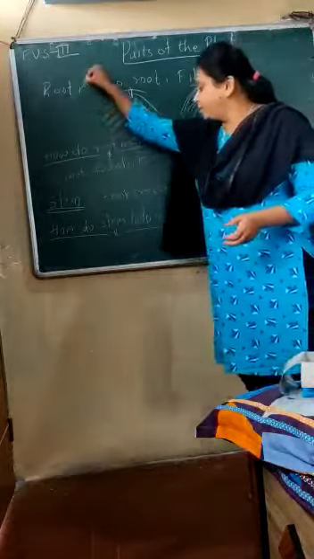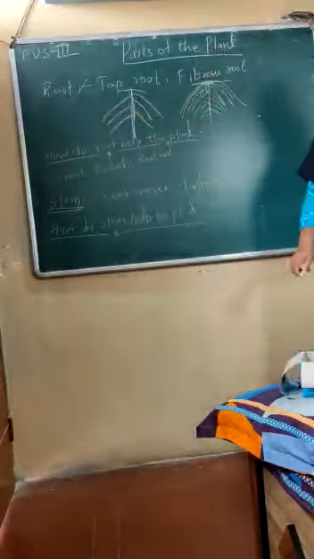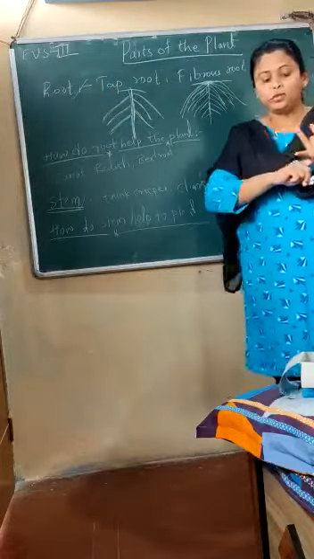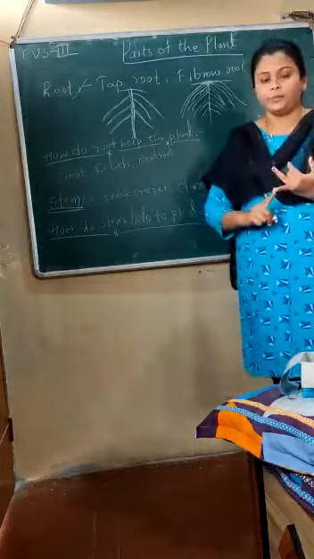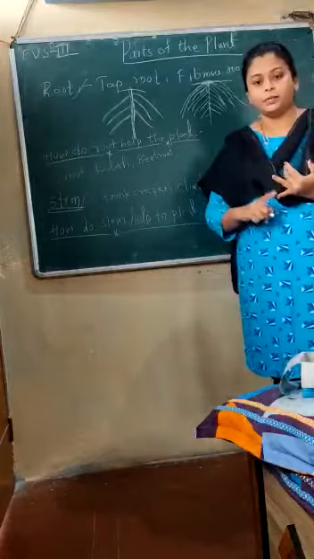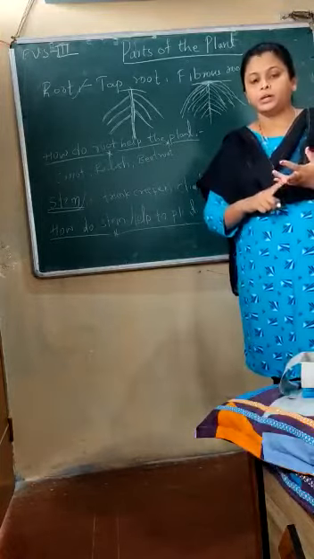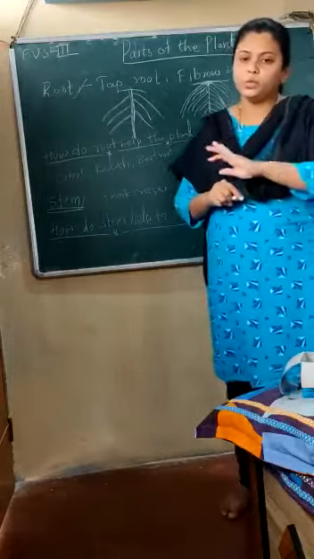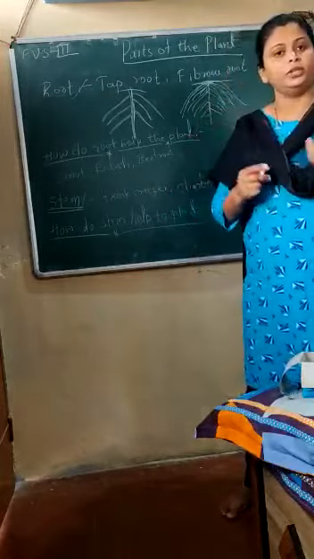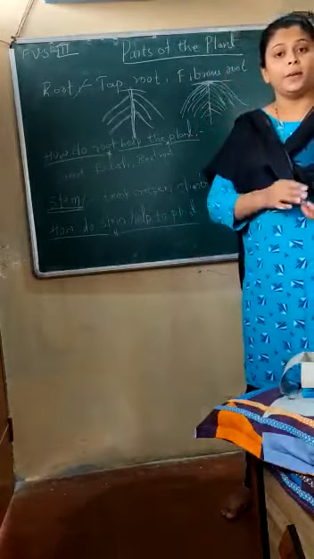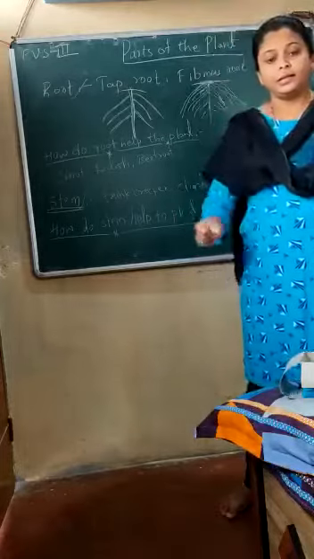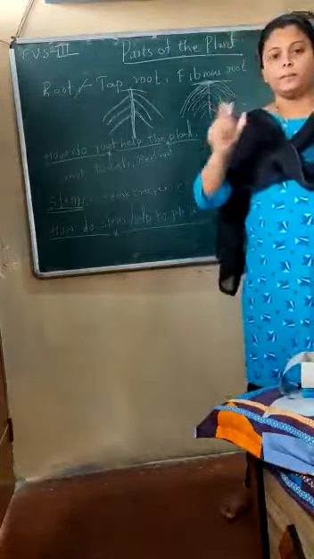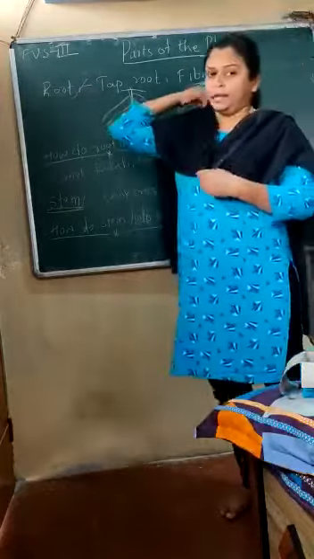Next part, after root, we have the stem part. We know that almost all types of plants have the stem. Trees have the stem, herbs have the stem, shrubs have the stem, creepers, climbers, almost all plants have the stem. Without stem, there is no plant. Stem acts as a skeleton, just like a backbone to the plant.